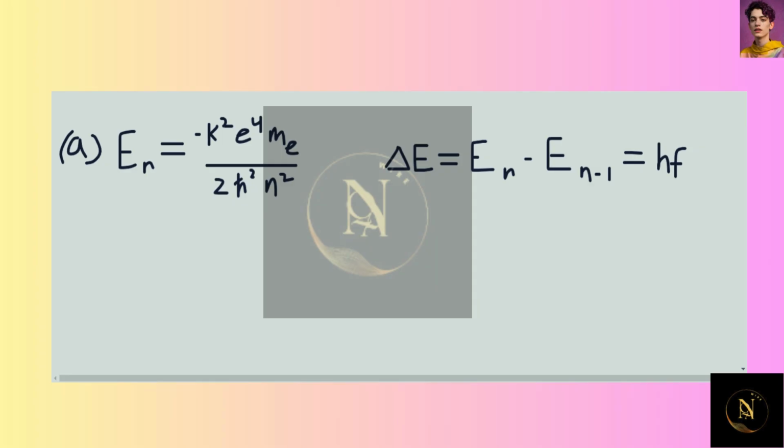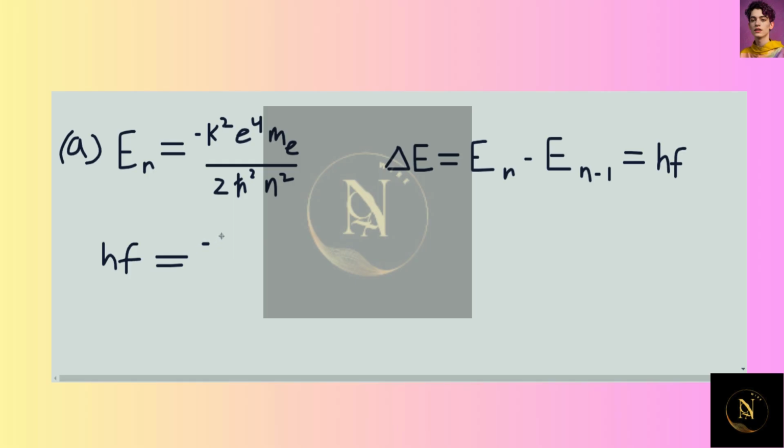We can use that in the fact that delta E is equal to E sub n minus E sub n minus 1, the two different energy states, and this is also equal to Planck's constant times the frequency of the emitted photon. We can use this to find the frequency of the emitted photon. So we have hf is equal to, we're also going to replace h bar with h over 2 pi.